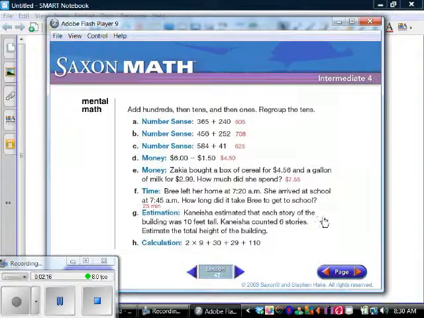Estimation. Kenesha estimated that each story of the building was 10 feet tall, and Kenesha counted 6 stories. So estimate the total height of the building. 6 stories times 10 feet, 60 feet tall.